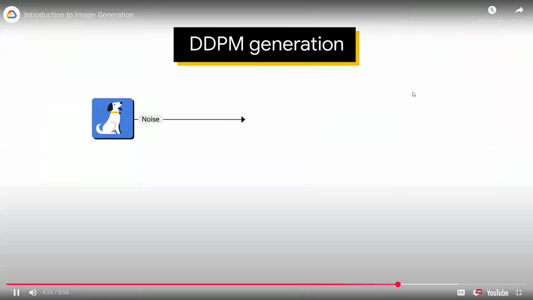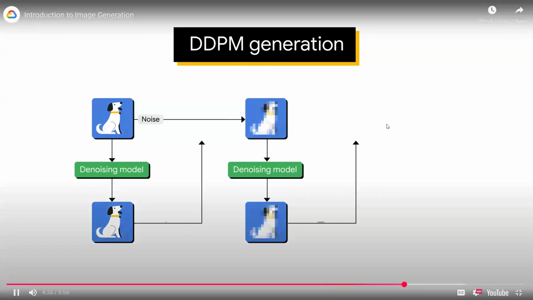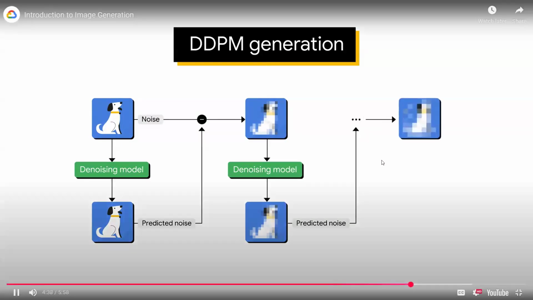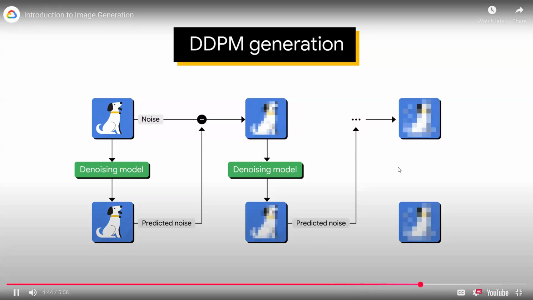To generate an image, we can start with pure noise and send it through our denoising model. We can then take the predicted noise and subtract it from the initial noise. If we do this iteratively, over and over, we end up with a generated image. Another way to think about this is that the model.